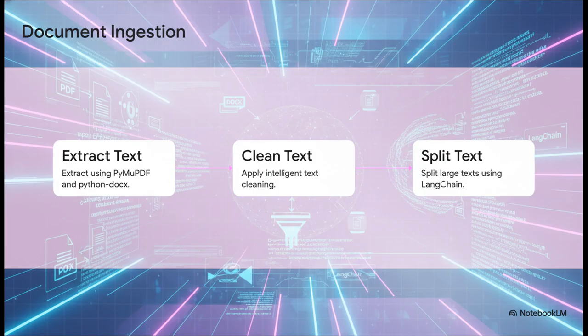Because let's face it, real-world documents are messy, right? They've got irregular spacing, weird formatting, the whole shebang. The text extraction function cleans all of this up to ensure a really high-quality output. Finally, in step 3, we split these massive, newly cleaned texts using an awesome tool called LangChain.